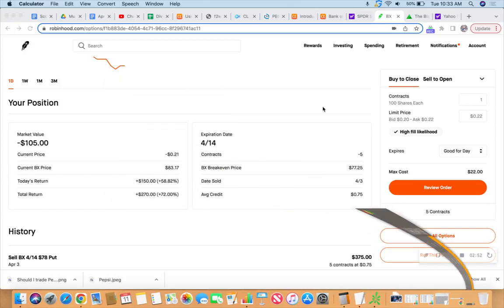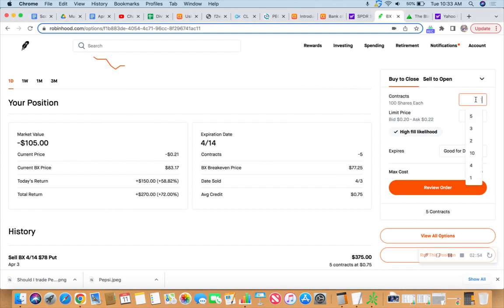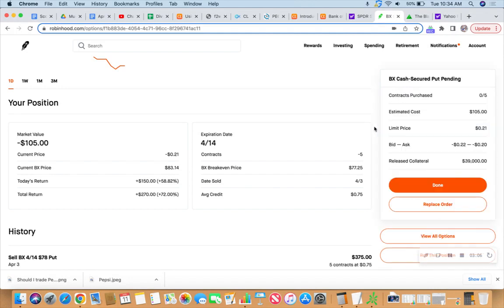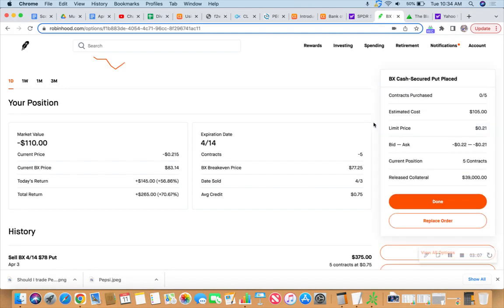Now, there's no guarantee that we're going to be able to close this out at 105 bucks either, but we're certainly going to try, because we're going to put in 21 cents right there. Medium likelihood to fill, buy to close, five puts, trying to release $39,000 in the collateral. And then we hold our breath. Come on, Blackstone, you can do it.